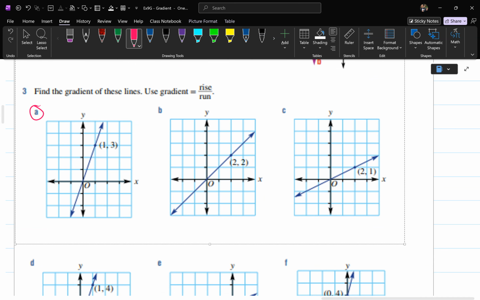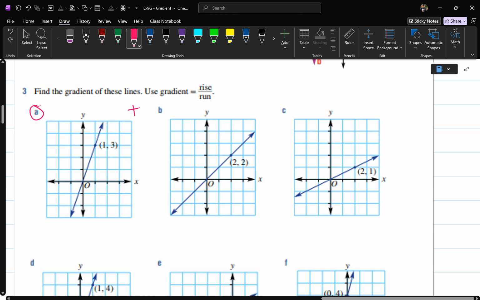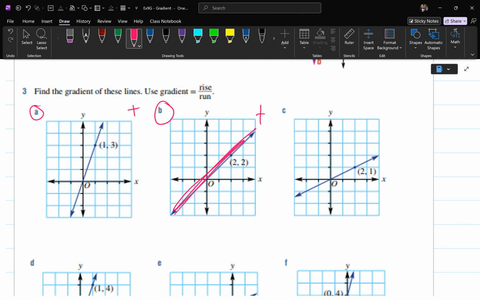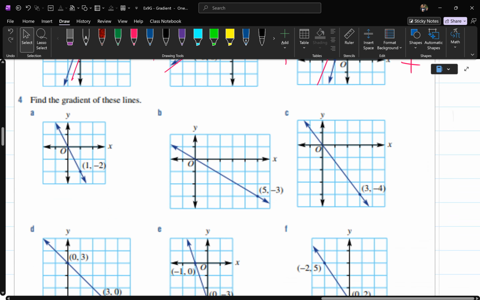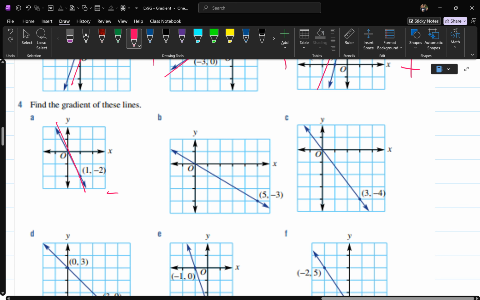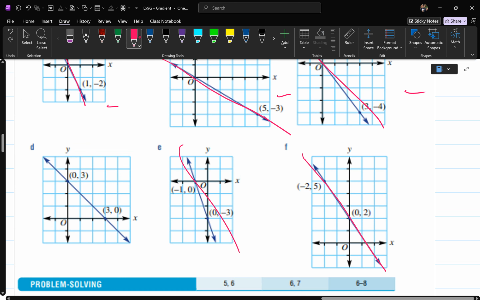So hopefully, A, what type is it? Positive. B, what type is this? Positive again, because it's moving from left to right. It's going up, up, up. So positive. This one's still positive. This one's positive as well. They're all positive. Then if you look at the next one, negative, negative, negative, negative, negative, negative.